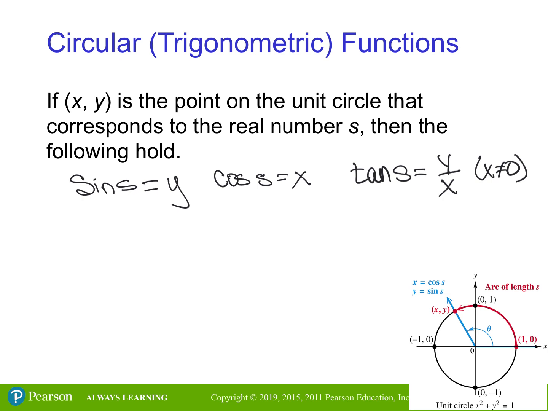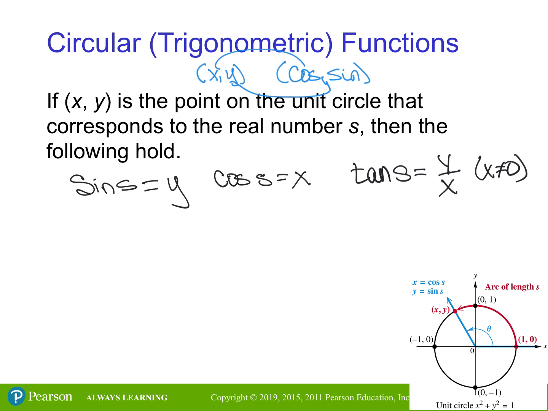Now, as I mentioned in class before, the way I remember sine and cosine is if I have a coordinate point (x, y), x and y are alphabetical, just like cosine and sine. So I know cosine has to go with x and sine has to go with y.